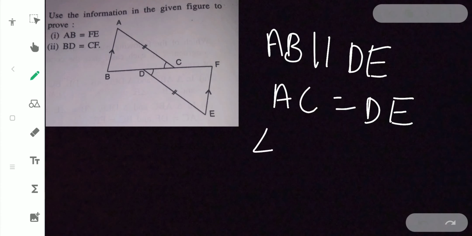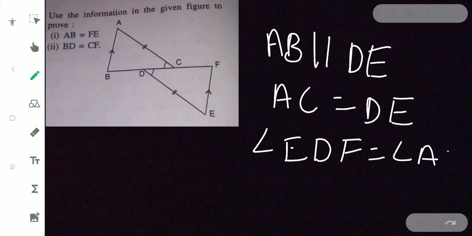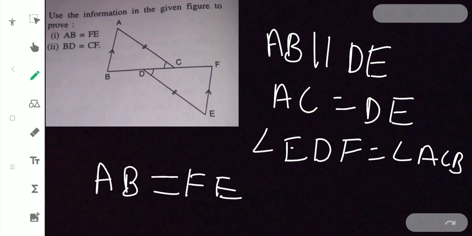and we are having angle EDF is equal to angle ACB. So that's all the information available for us in the diagram. So now we have to prove AB is equal to FE. So we have to prove it.